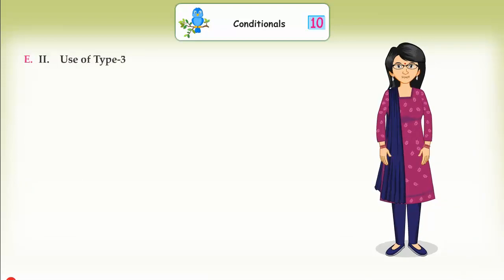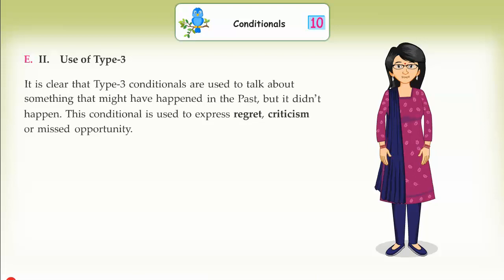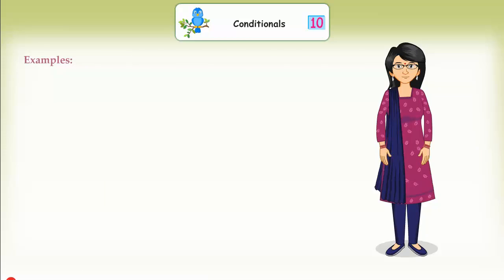E. Second, use of type 3. It is clear that type 3 conditionals are used to talk about something that might have happened in the past, but it didn't happen. This conditional is used to express regret, criticism, or missed opportunity.